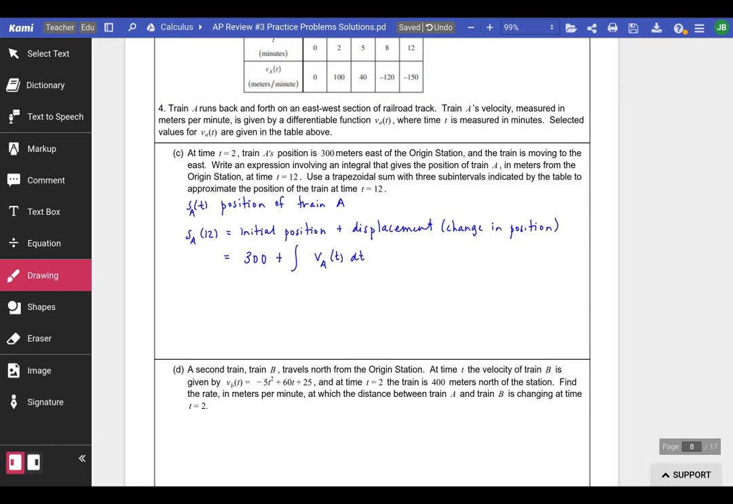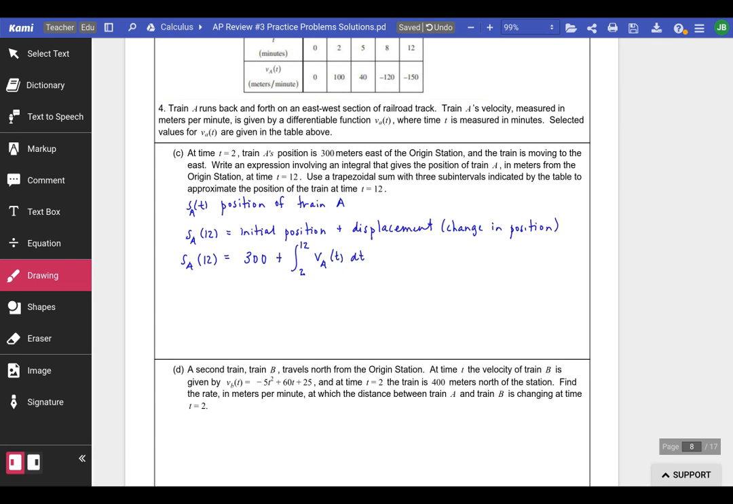Now, to find out my bounds, here's where we have to be really careful. Since my position 300 was at time t equals 2, that has to be the lower bound of my integral. That lower bound has to match that time. And then since I want to know how far it got till 12, my upper bound would be 12. So there we have an expression with an integral, which is what they asked. Write an expression involving an integral that gives the position of the train. So that's part 1, was just giving that expression.